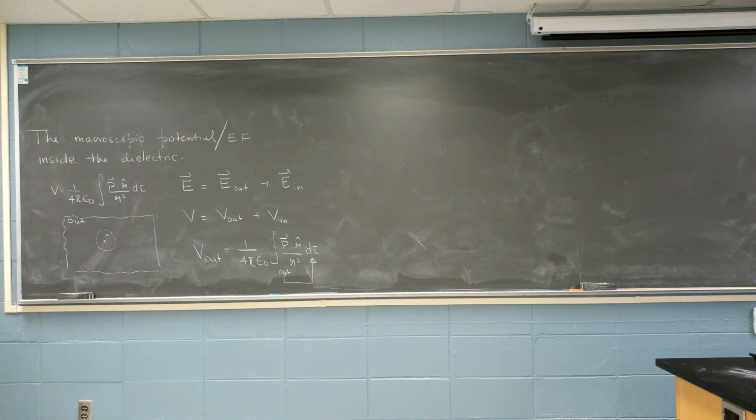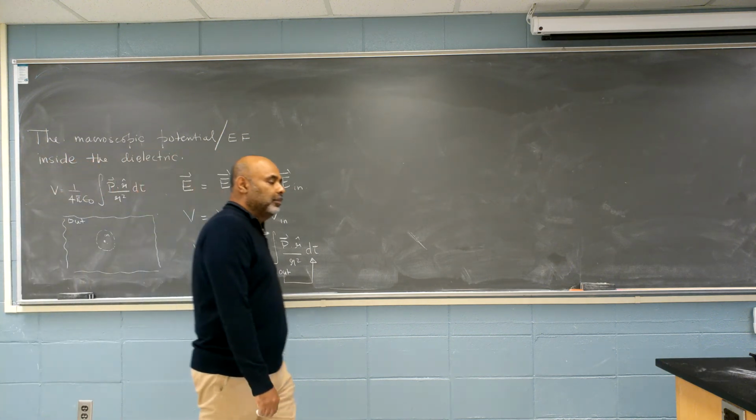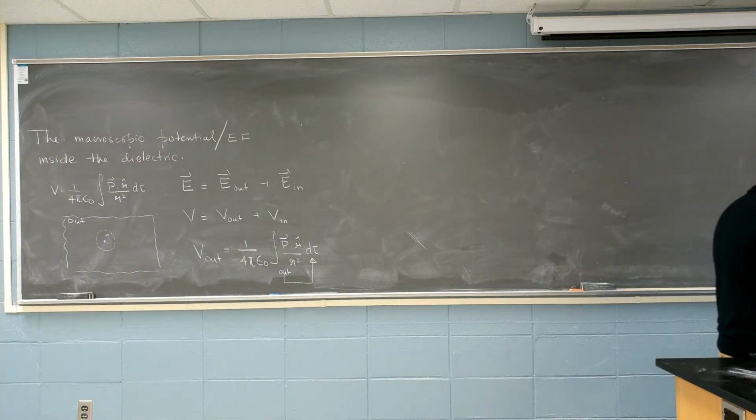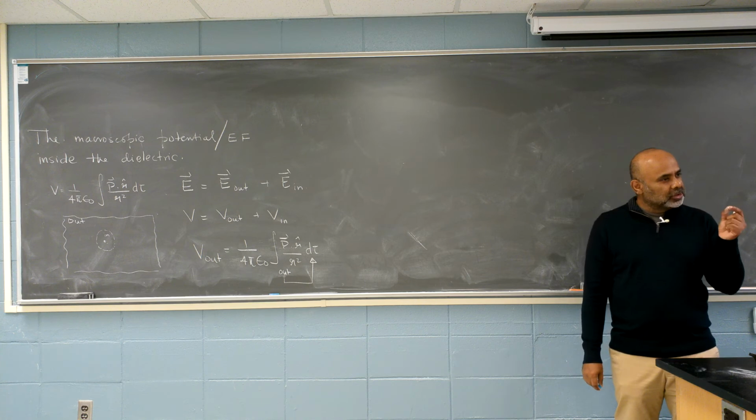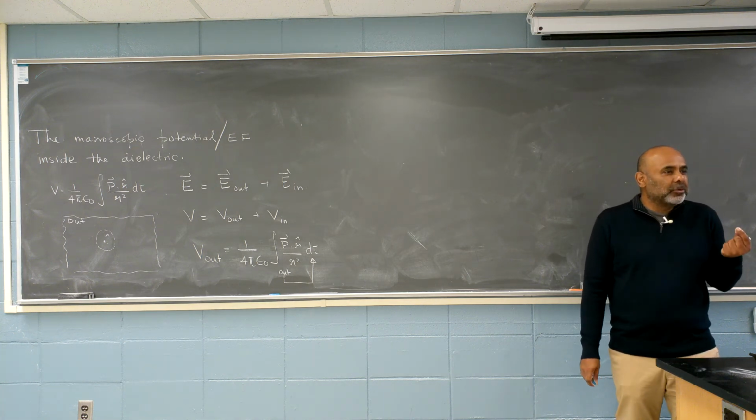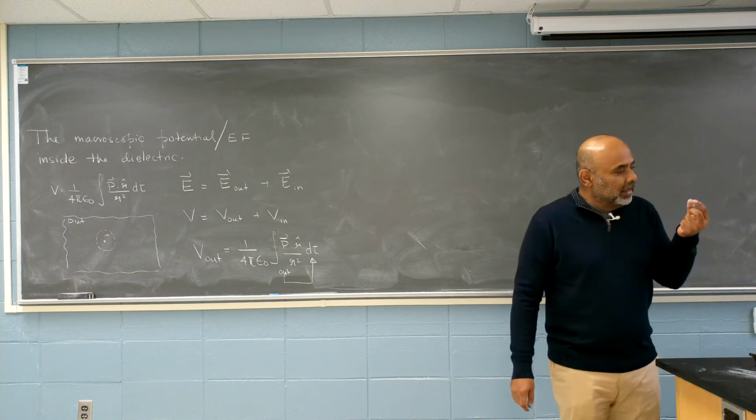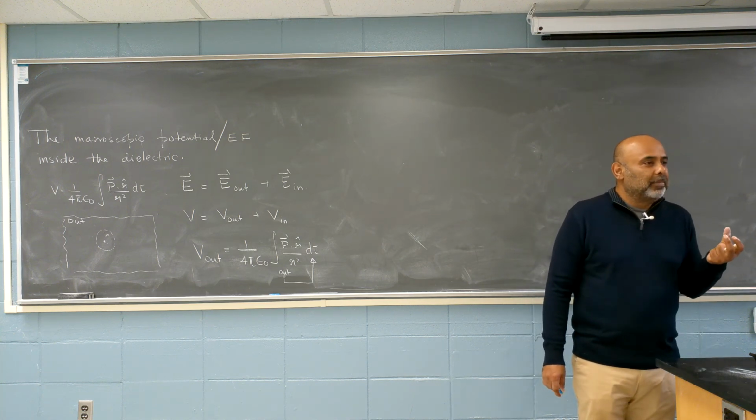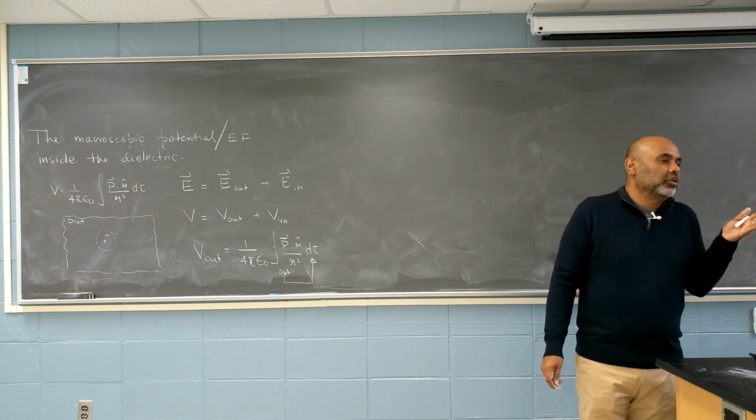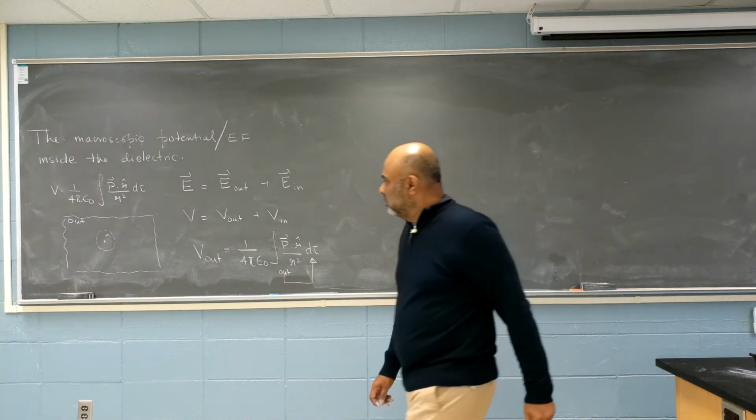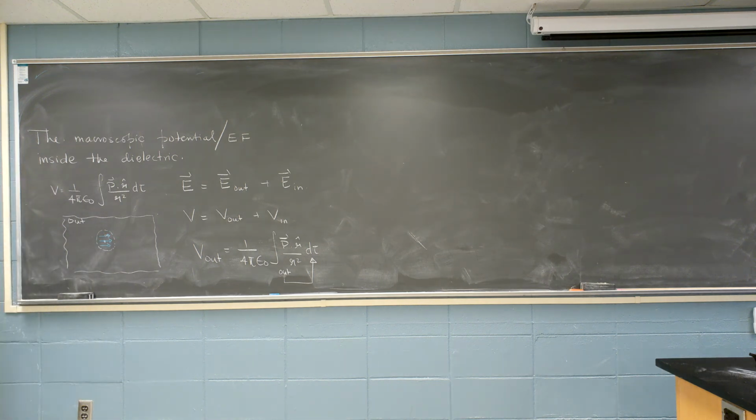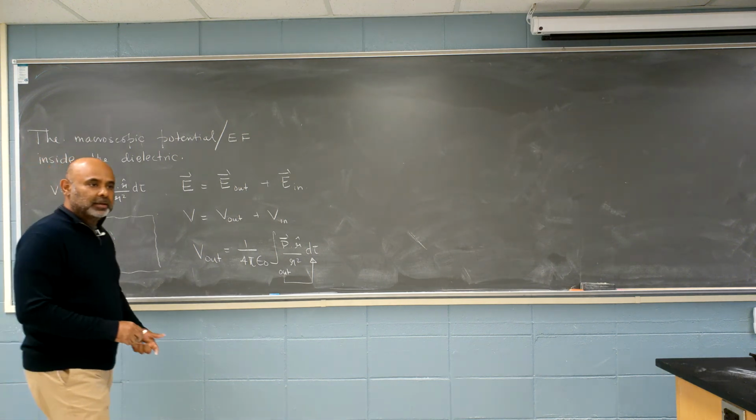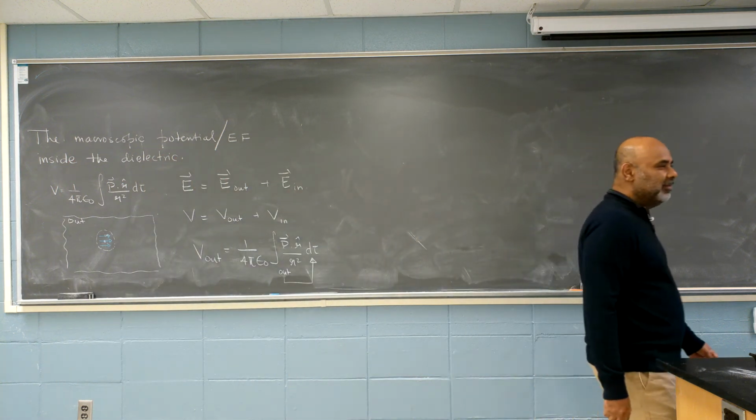V in is what I don't know. But then I get to choose the sphere. I get to decide who's in, who's out. I'm going to pick a sphere small enough. Again, remember, I'm just looking for the macroscopic field. I'm going to pick a region small enough where the polarization vector is uniform. Correct? Because I picked it to be fairly small.